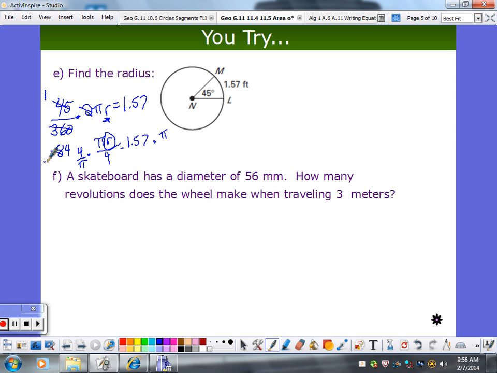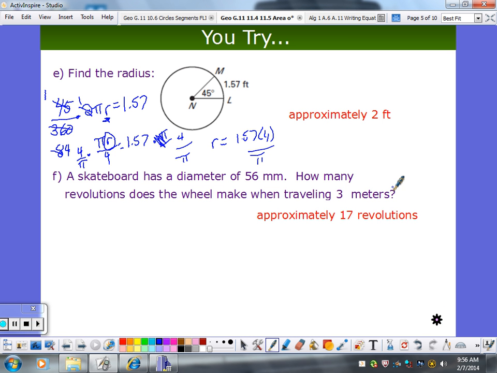Because I did a whole bunch of reducing. I lost my train of thought here. Right, because I had a 2 and I had an 8. So that became a 1. Divide that by 2, you get a 4. Cross reduction. So I'm multiplying by 4 over pi. So in your calculator, r is going to be 1.57 times 4. Divide by pi. I hope we get approximately 2 feet. I hope we do. That's what I got.